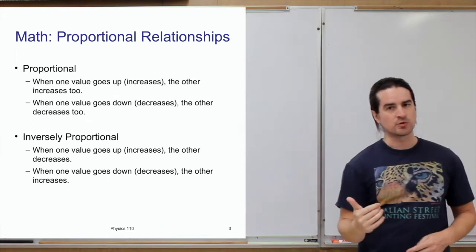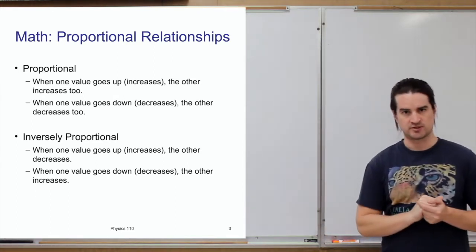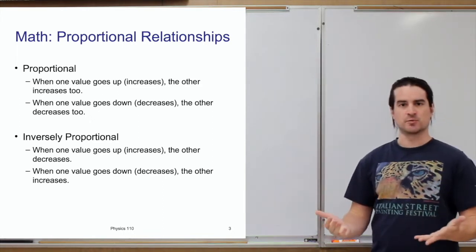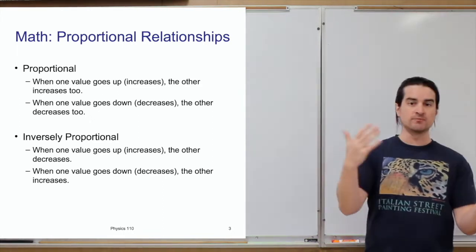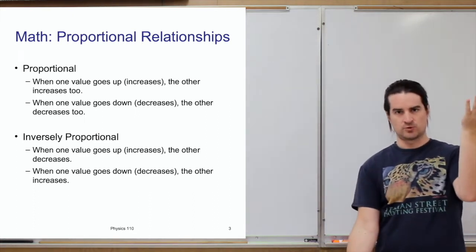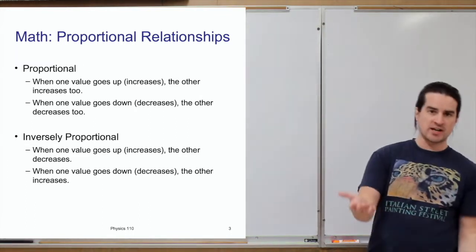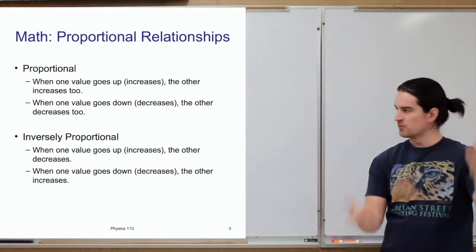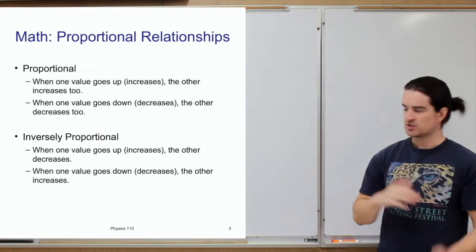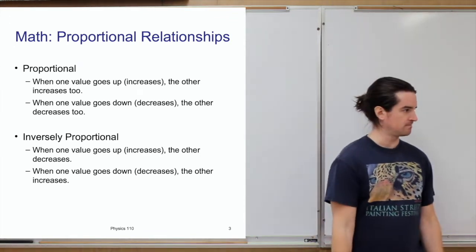The opposite of a proportional relationship is what we call an inversely proportional relationship. Essentially it's just the opposite of proportional. If A is inversely proportional to B, when A goes up, B goes down. Or when A gets greater, B becomes less. Right? So they do the opposite thing. Or when A goes down, B goes up. Whatever one thing is doing, the other thing is doing the opposite.